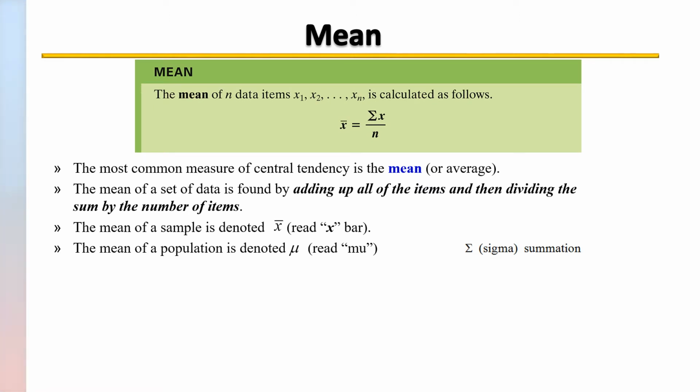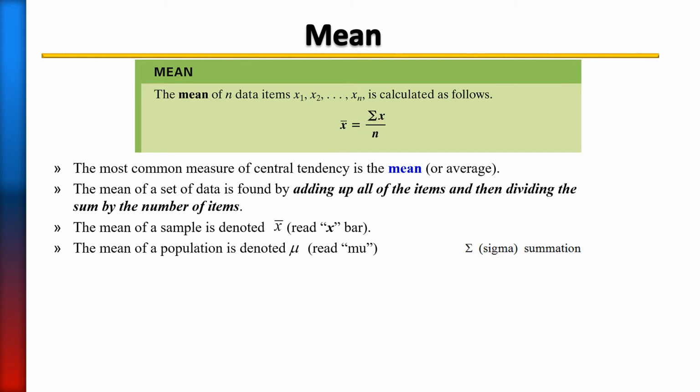The most common measure of central tendency is the mean, or the average. To find the average, all you have to do is add up all your numbers and divide by the number of numbers that you have. Now, the formal definition of mean: the mean of n data items, such as x sub 1, x sub 2, on to x sub n, is calculated as x bar equals the summation of x over n.